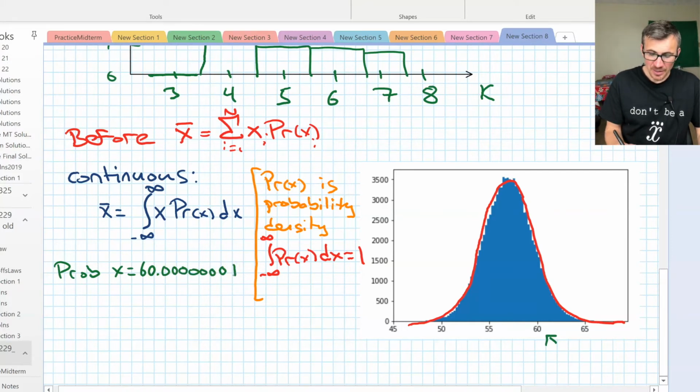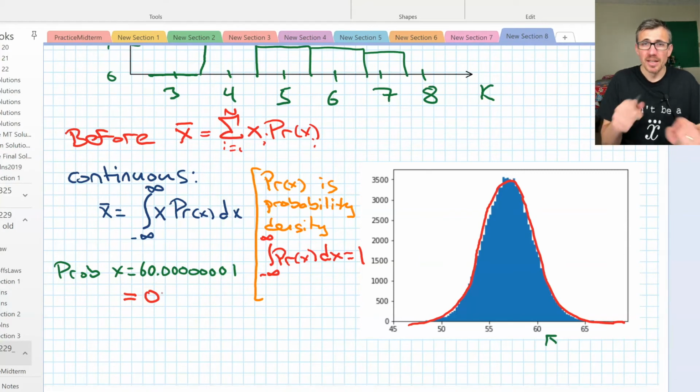Is that different from 60.0000000, right? The probability that x is equal to 60 exactly is 0. There's no way you can specify it. You need infinite precision, and there's always infinitely many points in any neighborhood around 60 here. So the probability of a particular value in a continuous distribution is 0, always.